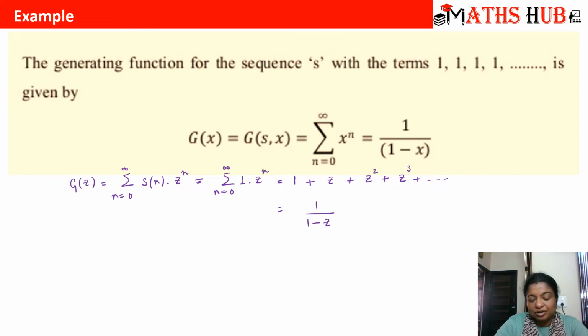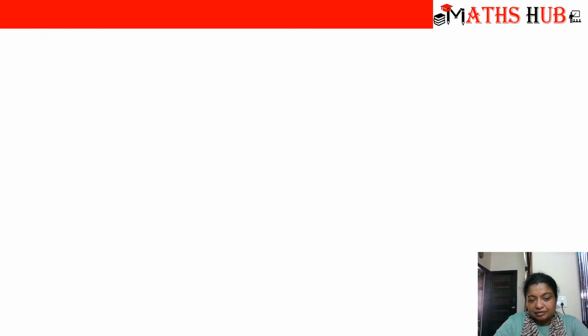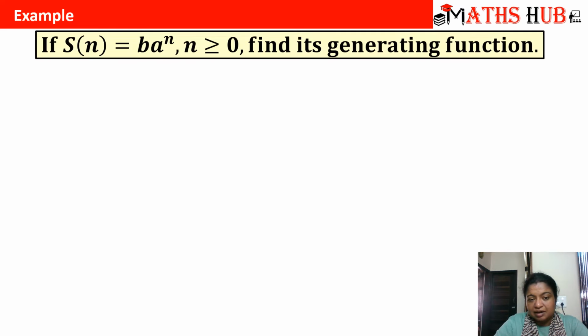So now let us move on to the third example. So here in the third example, we have to calculate the generating function when the sequence is b into a raised to power n. So let us see.